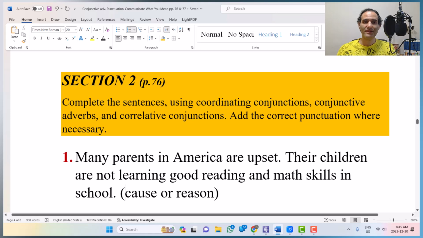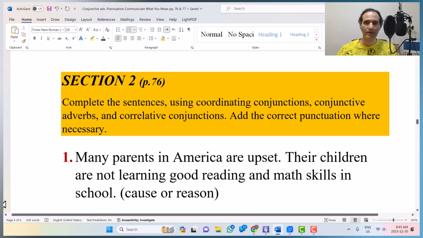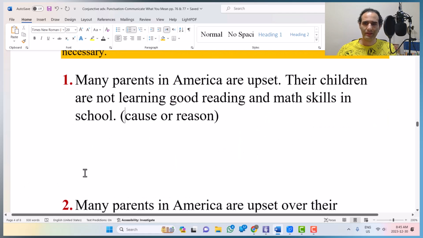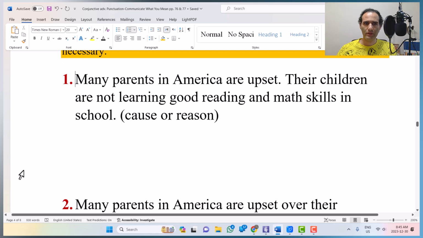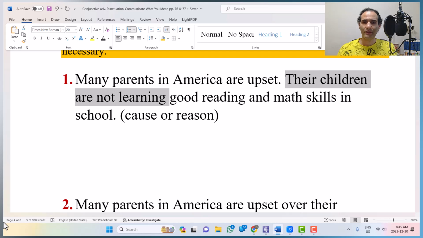Section 2, page 76. Now complete the sentences below with coordinating conjunctions, conjunctive adverbs, or maybe correlative conjunctions. Number 1. Many parents in America are upset. Their children are not learning good reading and math skills in school. So a cause, a reason for that.